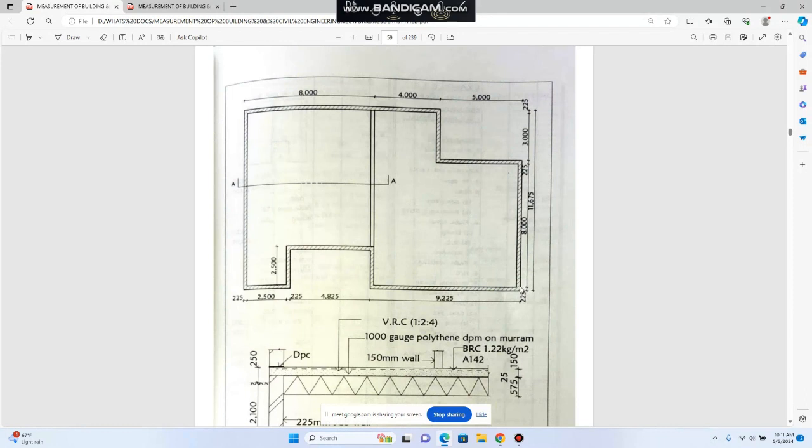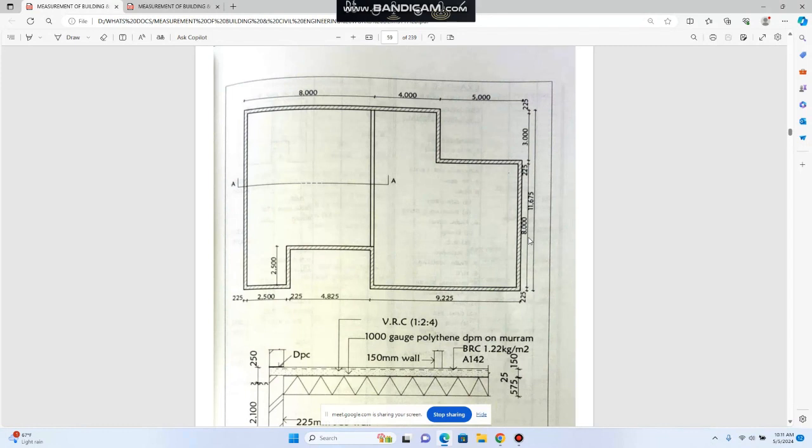Then the dimension from here up to here, 8000, the thickness 225. From here up to the inside 3000, the thickness 225. The total dimension from outside to outside is 11675. The way I'm studying the drawing, that is exactly how you should study your drawing, so that you can know what you're given and what you're not given.